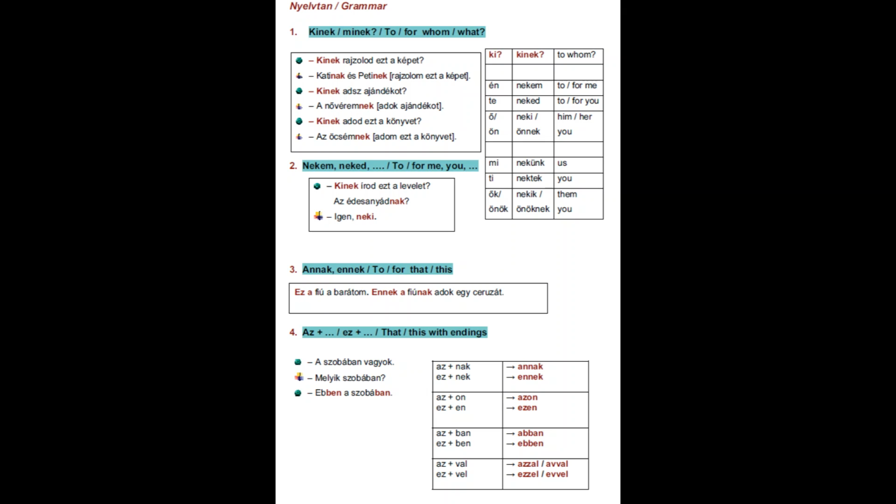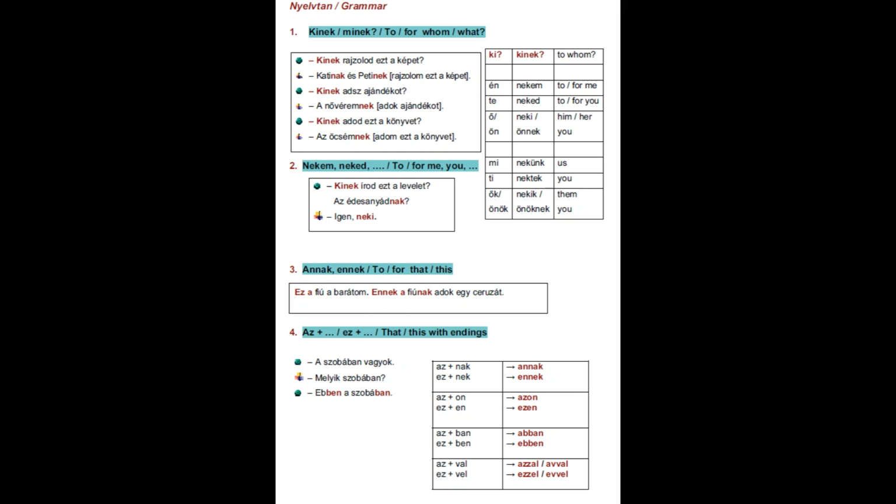A szobában vagyok. So if you've noticed, the difference in Hungarian is that you have the verb after the noun, right? We say I am in the room. I am is the verb, and then in the room is where you are. It's the object, it's the noun. But we say it reversed. It's just something you'll have to learn. Okay, so a szobában vagyok.